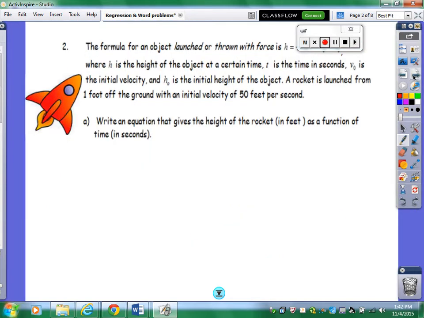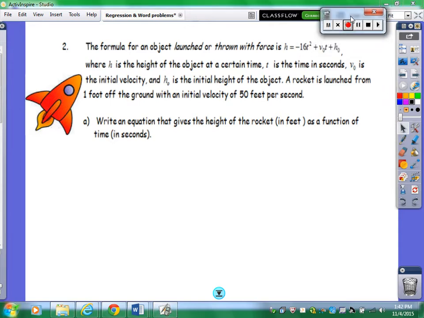Alright, let's look at the following question. Let's move this out of the way so we can see what's going on. Alright, the formula for an object launched or thrown with force is h is equal to negative 16t squared plus v sub 0 t plus h sub 0, where h is the height of the object at a certain time t in seconds. V sub 0 is the initial velocity, and h sub 0 is the initial height of the object. So a rocket is launched from 1 foot off the ground, so that's your h sub 0, with initial velocity of 50 feet per second. That's your v sub 0.